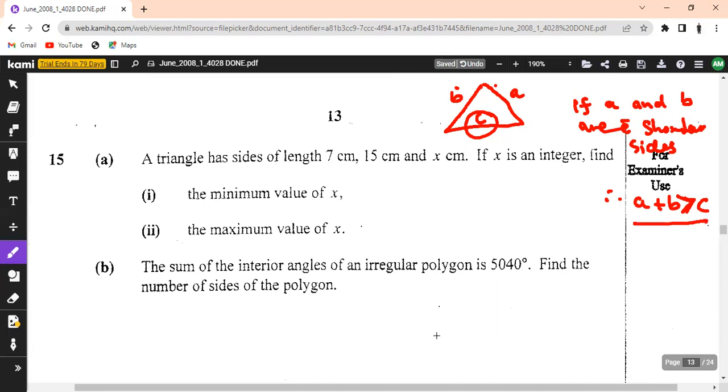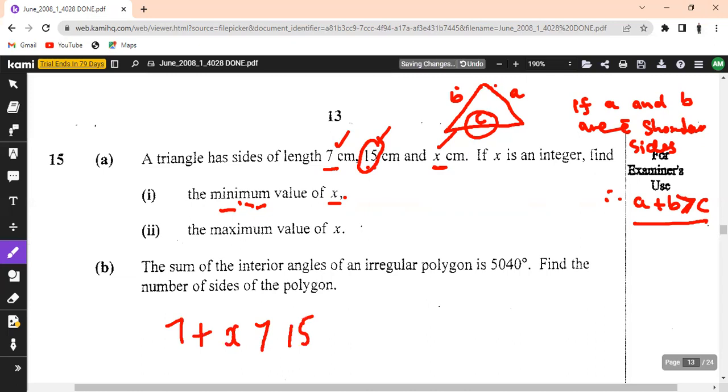Now they are asking for the minimum value of x, which means x is one of the shorter sides. Let us analyze our triangle. It has 7, 15, and x. If x is minimum, it is also a shorter side together with 7. So x and 7 are the shorter sides, and 15 is the bigger side. So the shorter side 7 plus the shorter side x, if we add them, must be greater than 15.